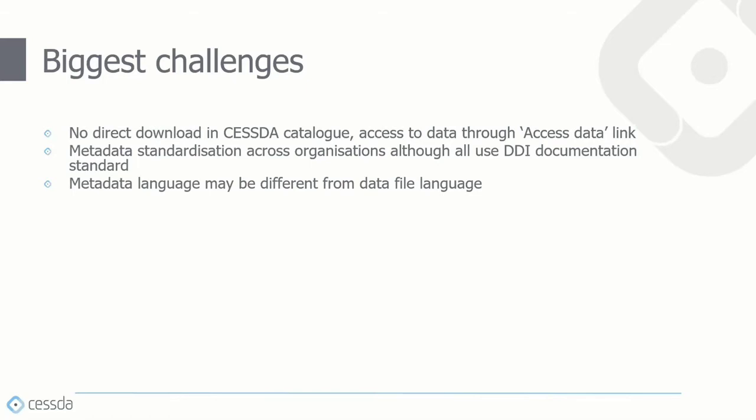And then one issue is also, of course, the data file language. So for example, at the Finnish Social Science Data Archive, we describe all our data sets both in English and in Finnish. And not all data files are available in English, though we do translate them for free if a foreign researcher is interested in them. So this is an issue that you need to also take into account.